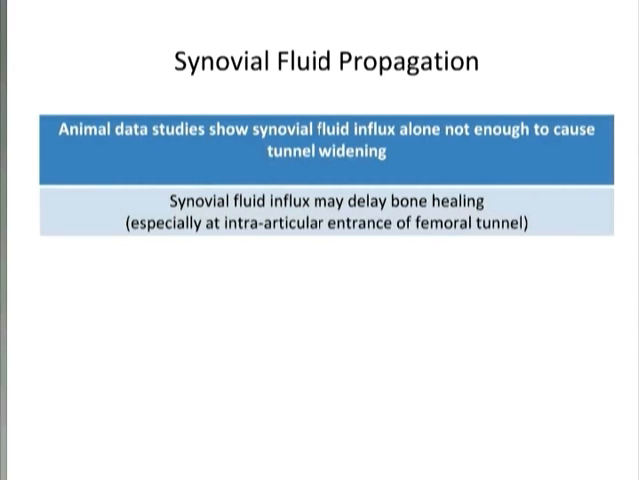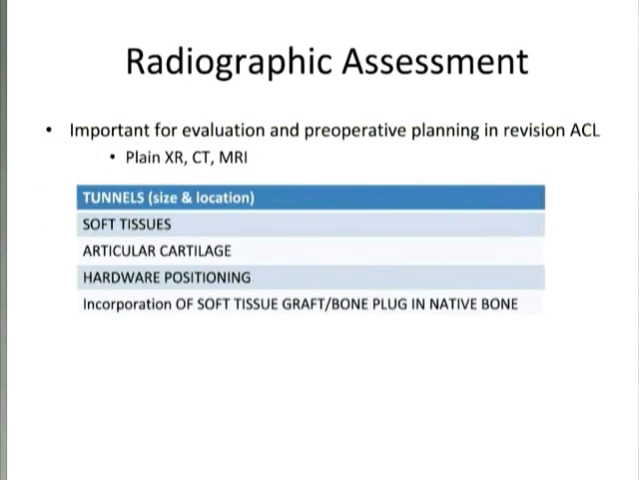So radiographic assessment is really important for evaluating preoperative planning in revision ACL, and plain X-ray, CT and MRI can be of use. You really want to look at the tunnels, the size and location of the tunnels, the soft tissues, the articular cartilage, hardware positioning, and the incorporation of any soft tissue graft or bone plug in the native bone. So the standard X-ray is a standard AP, 45 degrees of flexion PA, and a lateral weight bearing view in extension. To assess the femoral tunnel is best on the AP radiographs, and the tibial tunnel best on the lateral.